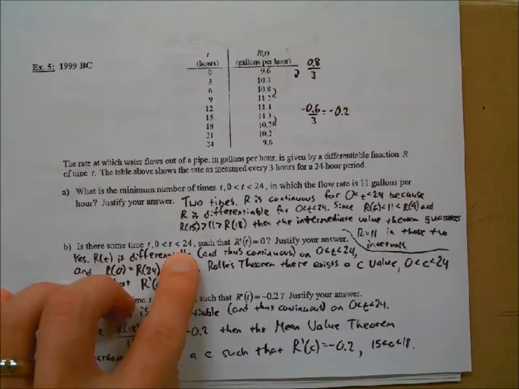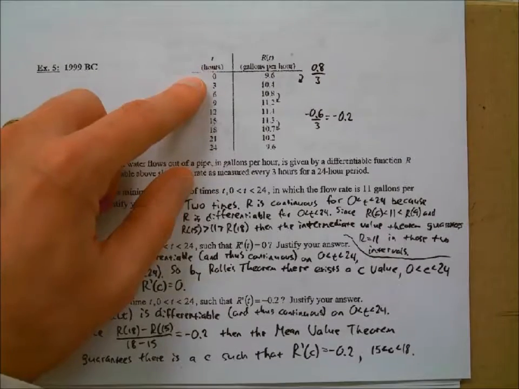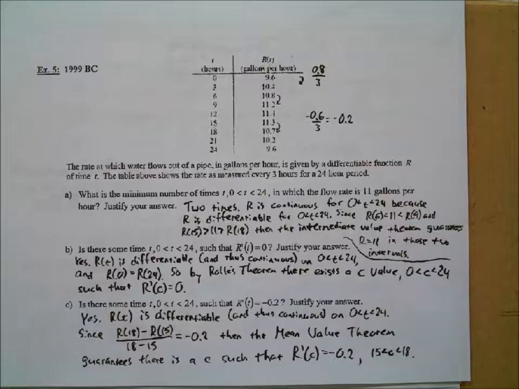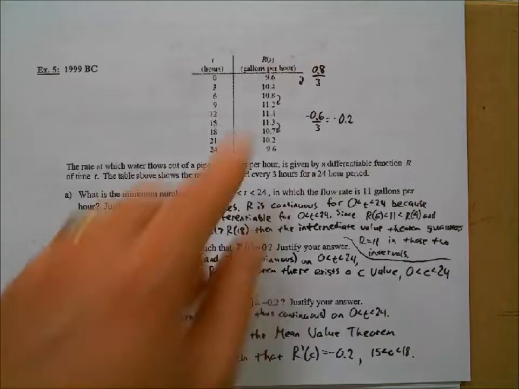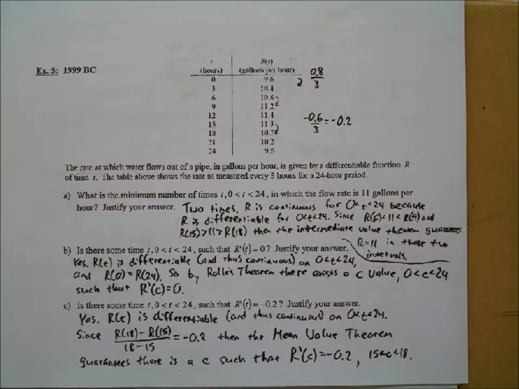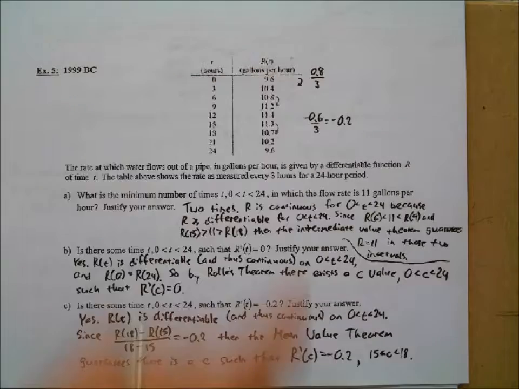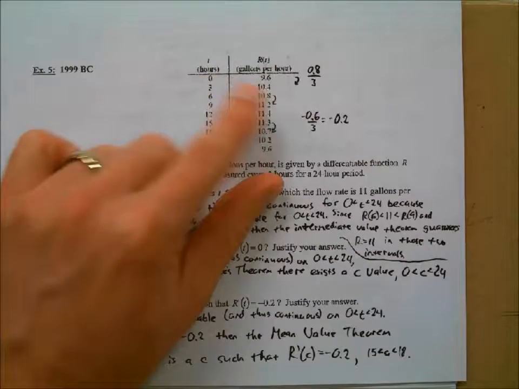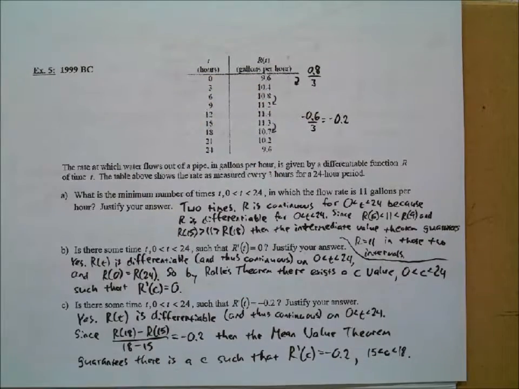We could use an interval within our table here to also identify two places where the y values would be the same. Unfortunately, though, there's no other rates here that result in the same value. They're all different values except for the endpoints, the 9.6. But for example, if 3 was 10.4 and 6 was 10.4, you could also use that interval to use Rolle's theorem, and to show that there would be a c value that exists such that the derivative would be 0.